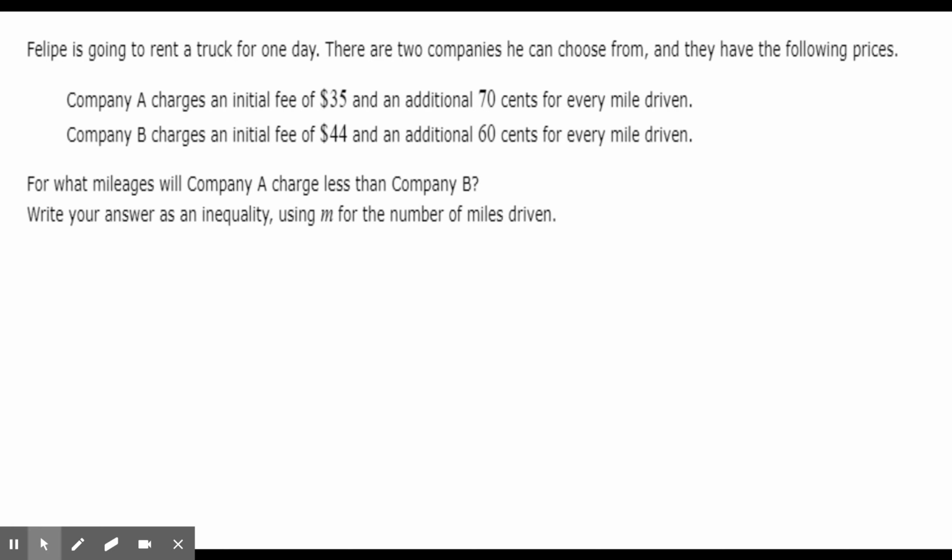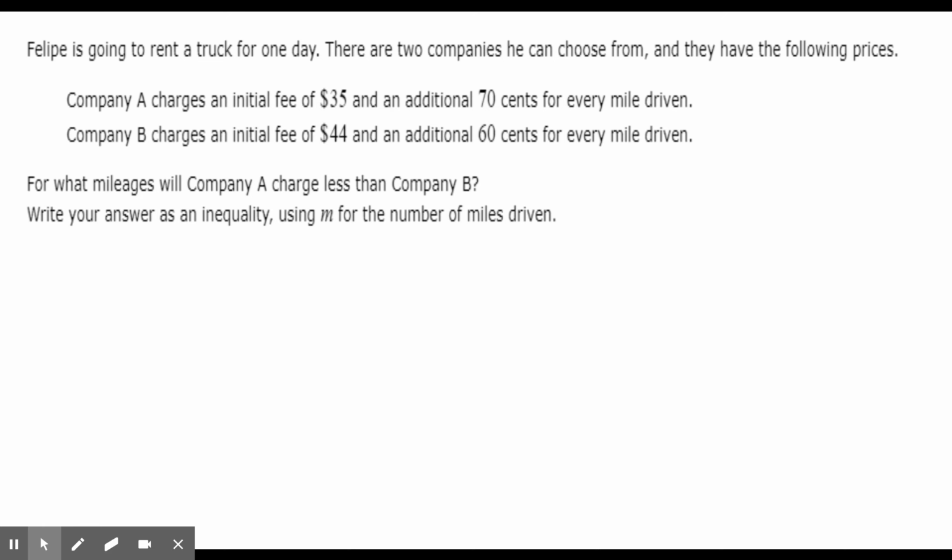Company A charges an initial fee of $35 and an additional 70 cents for every mile driven. Company B charges an initial fee of $44 and an additional 60 cents for every mile driven. For what mileage will Company A charge less than Company B? Write your answer as an inequality using M for the number of miles driven.